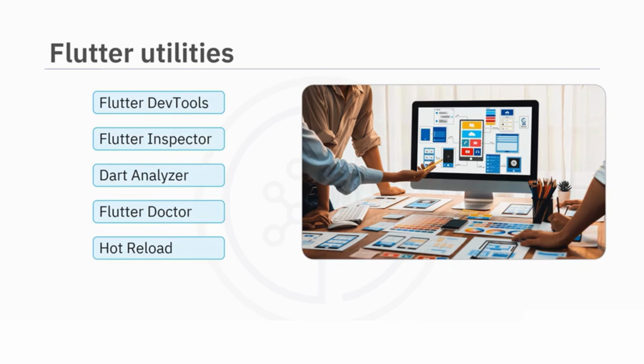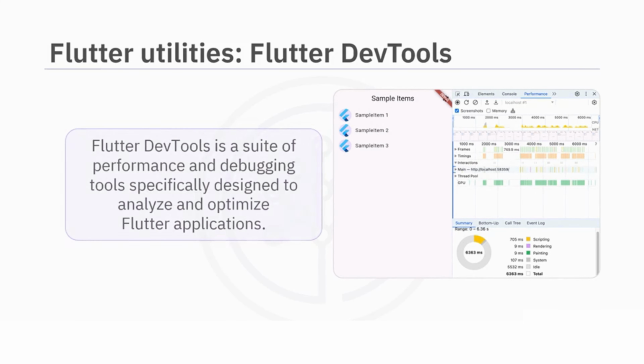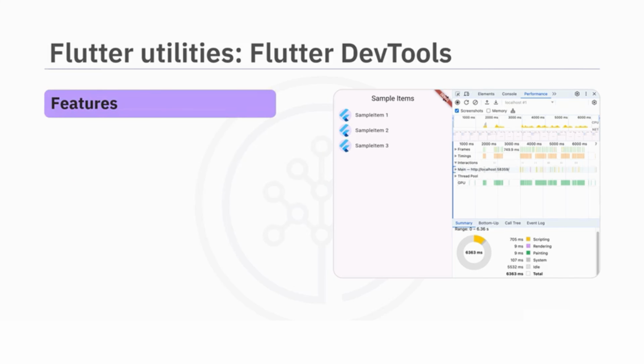Let's dive deep to understand each of these utilities in detail. One of the key Flutter utilities is Flutter DevTools, which is a suite of performance and debugging tools specifically designed to analyze and optimize Flutter applications. This utility includes several key features. It provides a widget inspector that allows you to inspect the UI layout, visualize widget hierarchies, and diagnose UI-related issues. This tool helps you understand the structure of widgets and how they relate to each other.